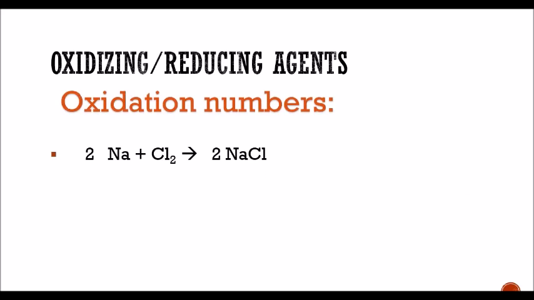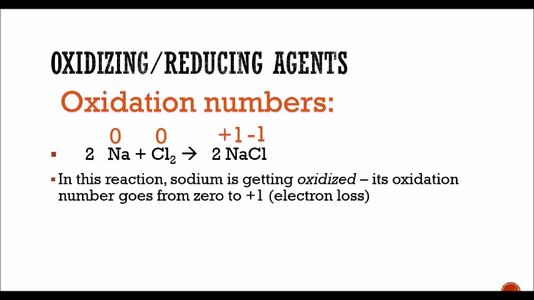So just an example, okay? Take this little reaction here. If we assign oxidation numbers, those are both elements, so there's 0. In the compound NaCl, Na is +1, Cl is -1. So in this reaction, sodium is getting oxidized. Notice it's going from a charge of 0 to a charge of +1. That means it lost an electron. So it's getting oxidized there.